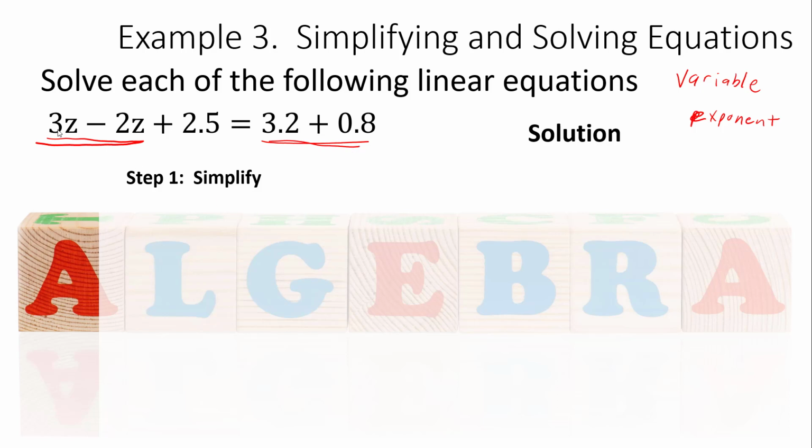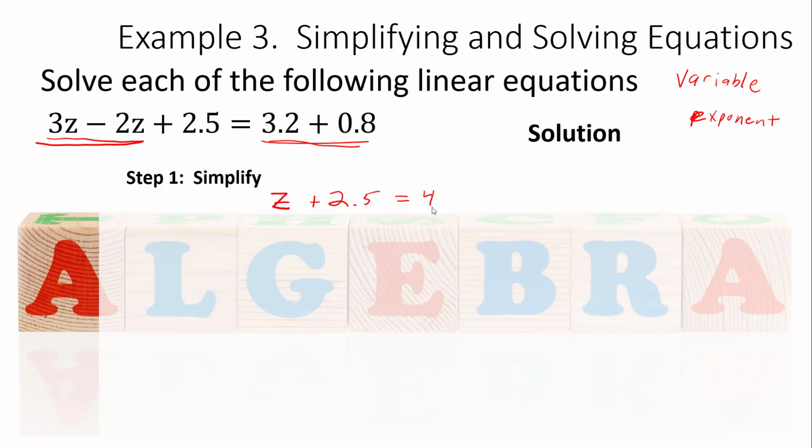So when we simplify, we combine these like terms. And combining these, we have 3z minus 2z, which conveniently happens to be equal to z. Plus 2.5, there's no like term associated with that. And the other thing is, all like terms are not on the same side of the equality, so I really can't combine these with those just yet. All right, and then over here we have like terms 3.2 plus 0.8. They can be combined to 4.